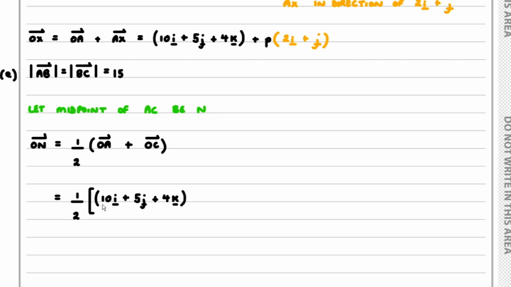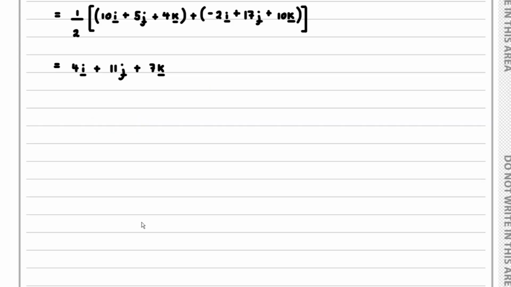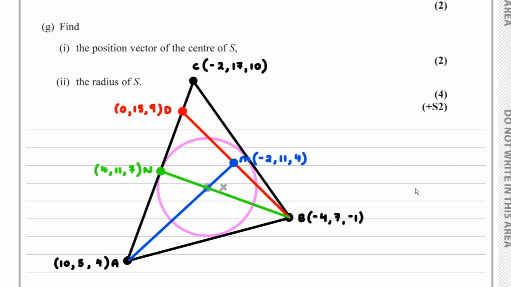So we've got a half of OA, which is 10i plus 5j plus 4k, plus OC, which is negative 2i plus 17j plus 10k. So we've got 4i plus 11j plus 7k. And that is shown here. As we did before, the angle bisector from B goes through N, meaning B, X, N lies on a straight line. And here is that straight line.